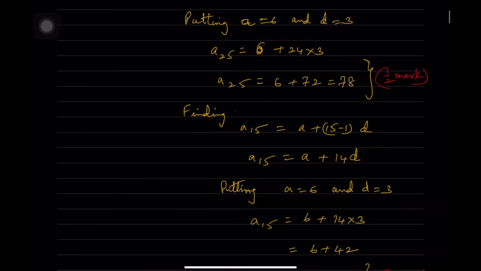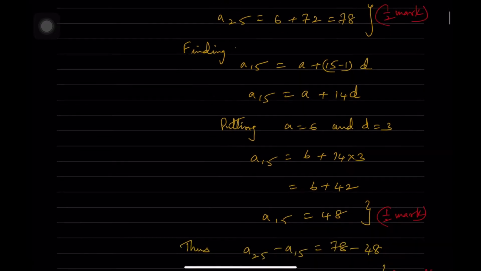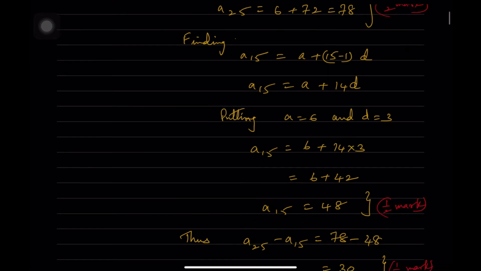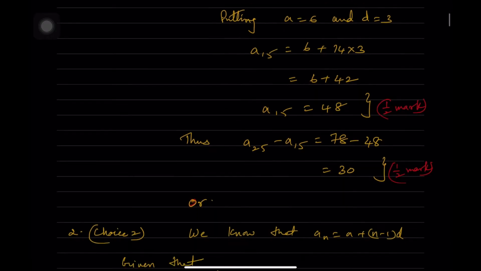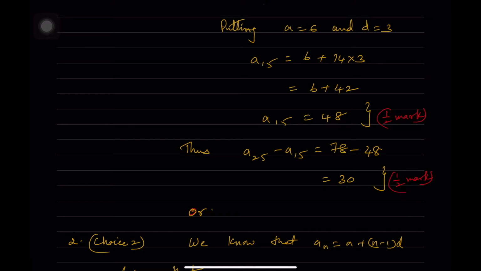Finding a15, it can be written as a plus 14d. Putting a is equal to 6 and d is equal to 3, a15 is equal to 6 plus 14 into 3, which is 6 plus 42, so a15 is equal to 48. Thus a25 minus a15 is equal to 78 minus 48, which is equal to 30. This is the first answer, because they are asking to find the difference between the 25th and the 15th term. So now going into the next question.